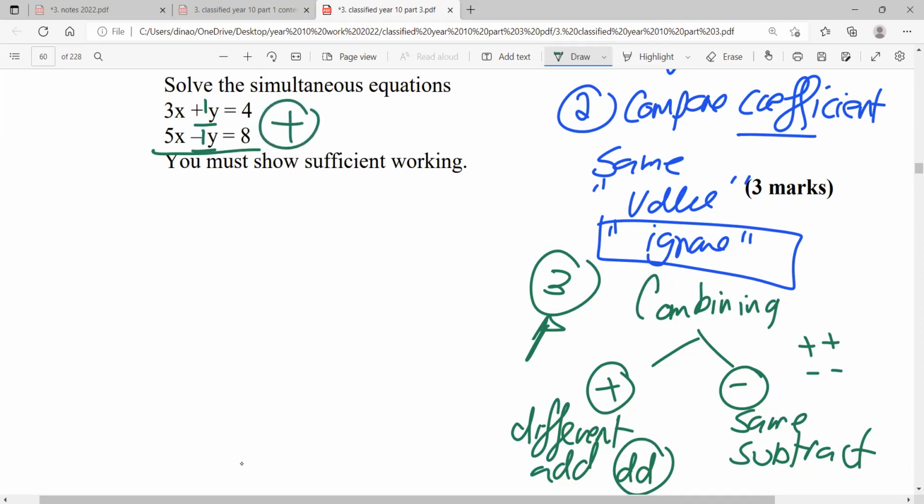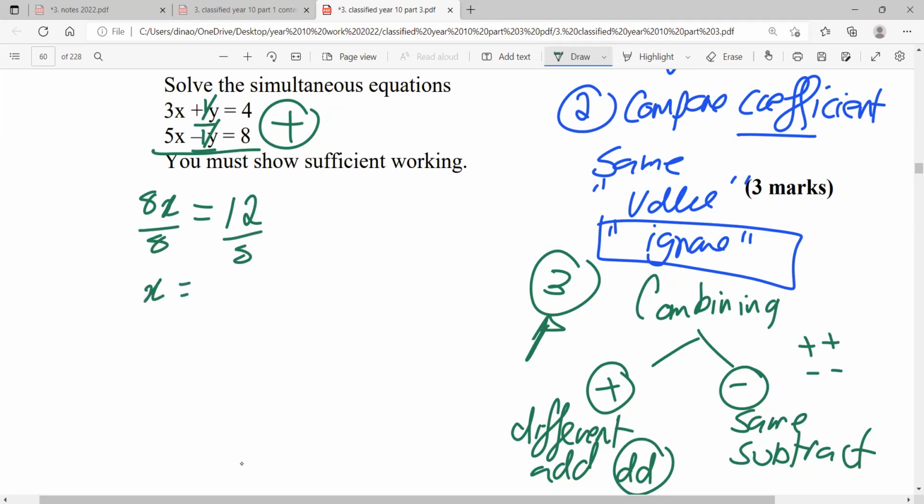Let's add. 3x plus 5x is 8x. Positive 1y plus negative 1y, goodbye, and 1 plus negative 1 is 0y. Of course 0y is 0, so it's gone. So on the right side, 4 plus 8 is 12. Now it's a very simple equation. I can easily find the value of x. How do I find the value of x? I divide by 8 and then you can easily find the value of x.